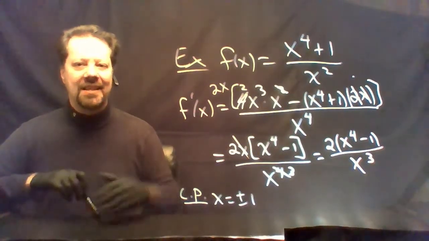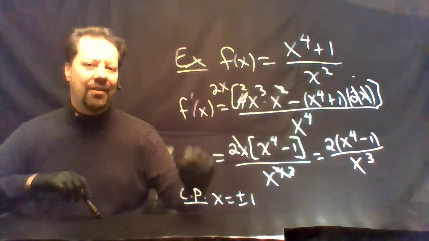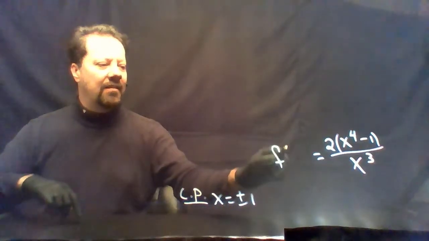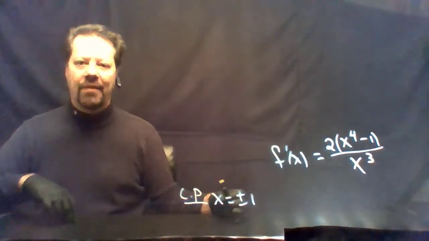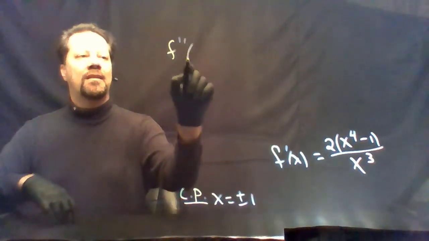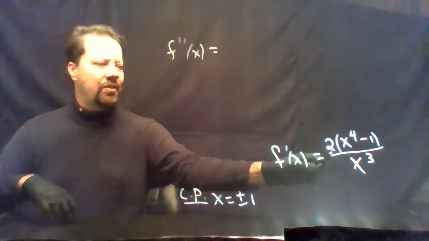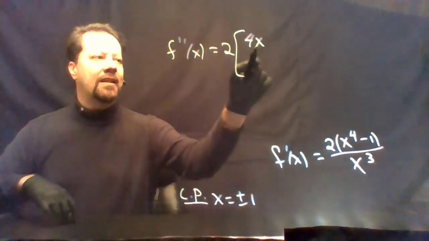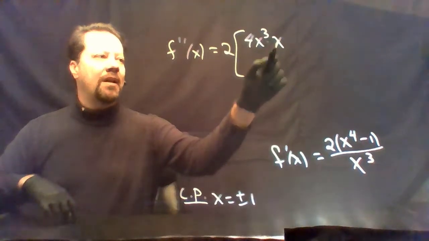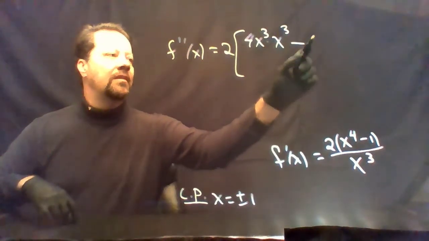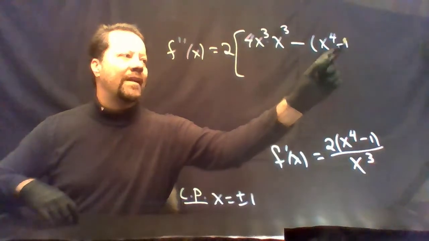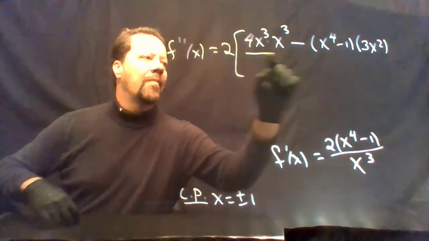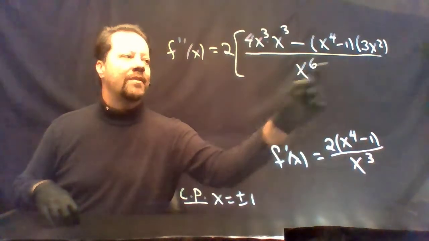If we're to classify these critical points using the second derivative test, we need to calculate the second derivative. F prime is over here on the lower right. Second derivative, this 2 can be left out of this process. Derivative of the top, that's 4x cubed, times the bottom, x cubed, minus the top, x to the fourth minus 1, times the derivative of the bottom, 3x squared, all over the bottom squared.